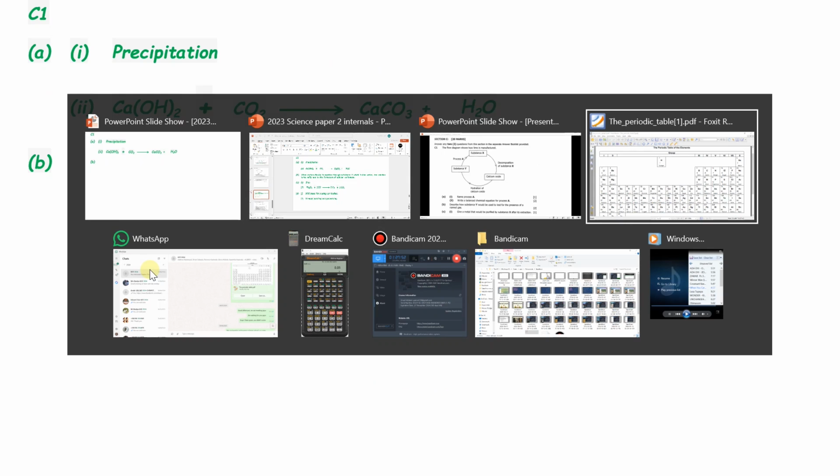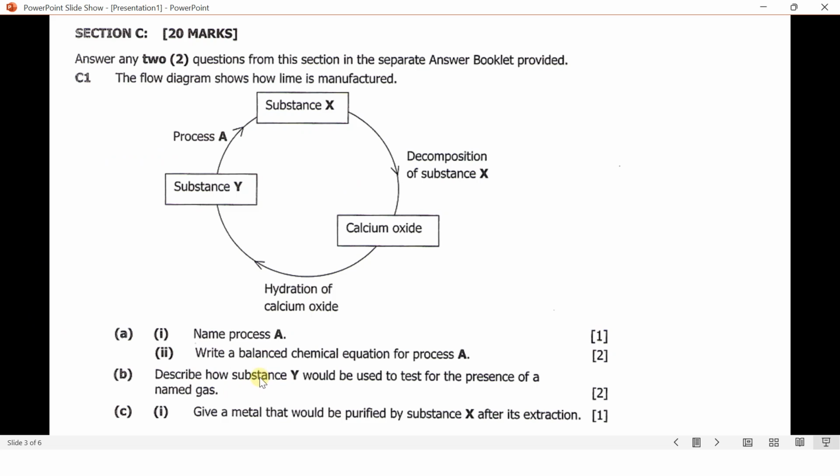When we come to B, they're saying describe how substance Y would be used to test for the presence of a named gas. Okay, substance X is used to find the presence of a named gas, which is carbon dioxide. I don't know why they had to hide that gas. If it is the gas you want to identify, they should have just said describe how substance X would be used to test for the presence of carbon dioxide, but they said a named gas.